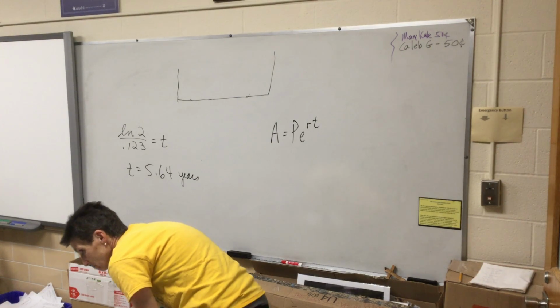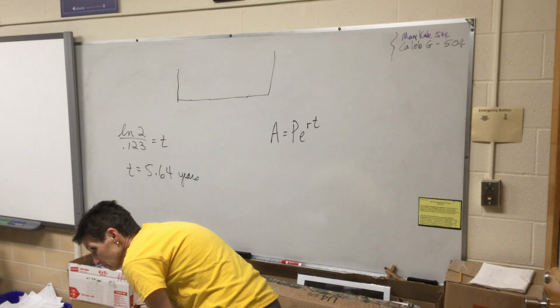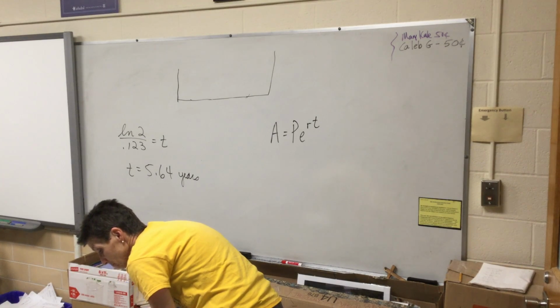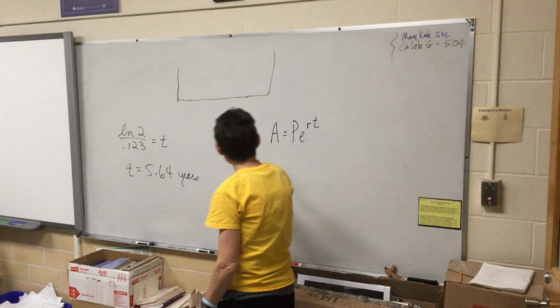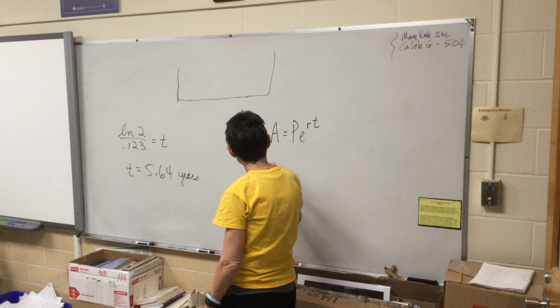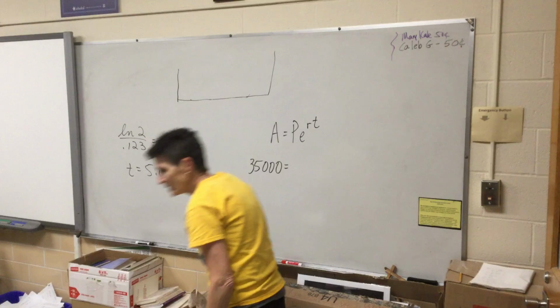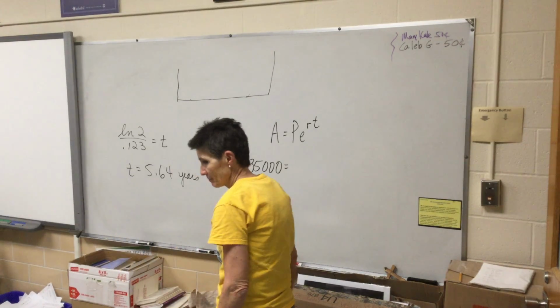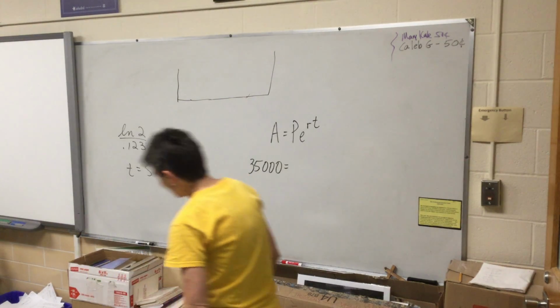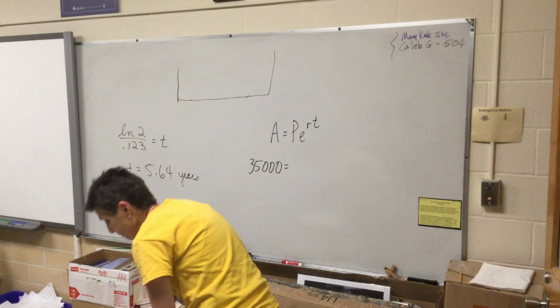Do you put the 35,000 in for A? Absolutely. That's how much you want to end up with. Good. By the way, Jacob, you can talk again anytime you want, okay? All right, what else? What other numbers go where?